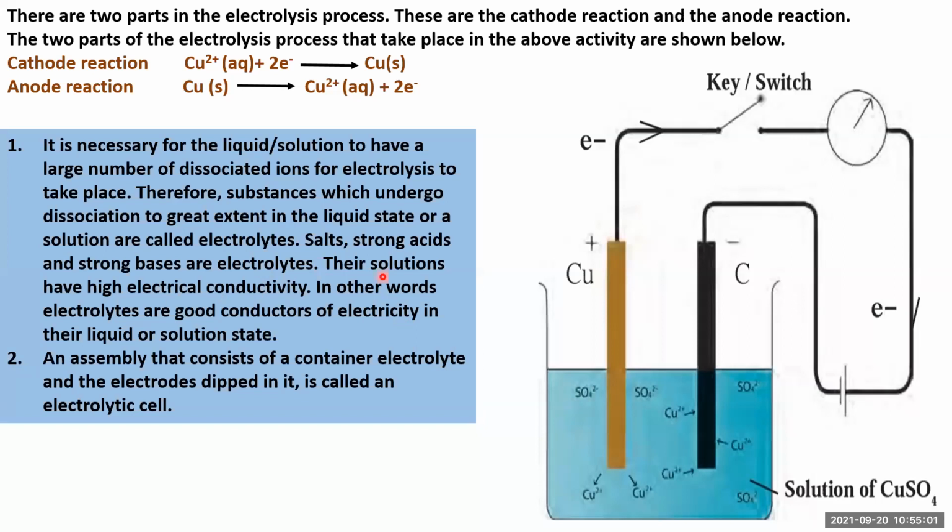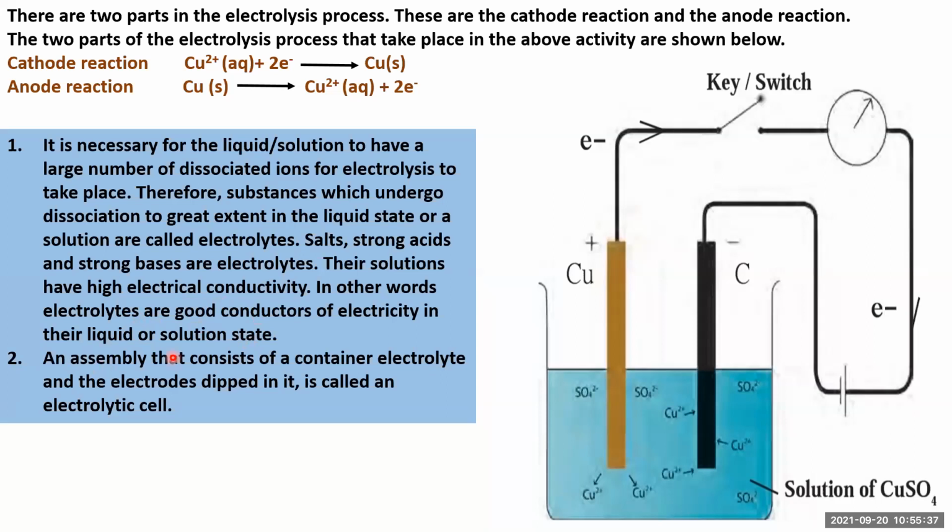How can we get the high electrical current? The more ions present to conduct the electricity, the more current we get. The electrical conductivity depends on the number of ions present to conduct the electricity. The more the dissociation, the more ions are present, and the more the electrical conductivity. In other words, electrolytes are good conductors of electricity in their liquid or solution state.